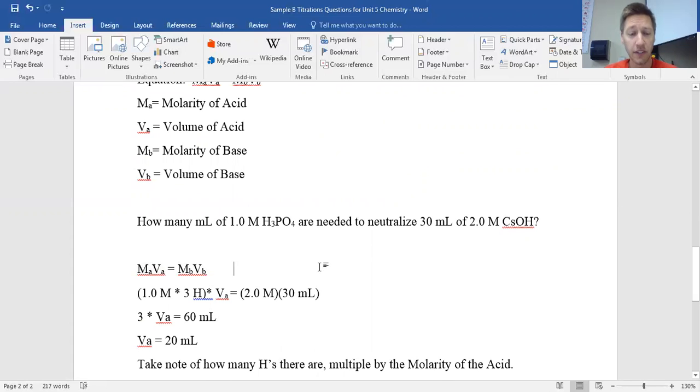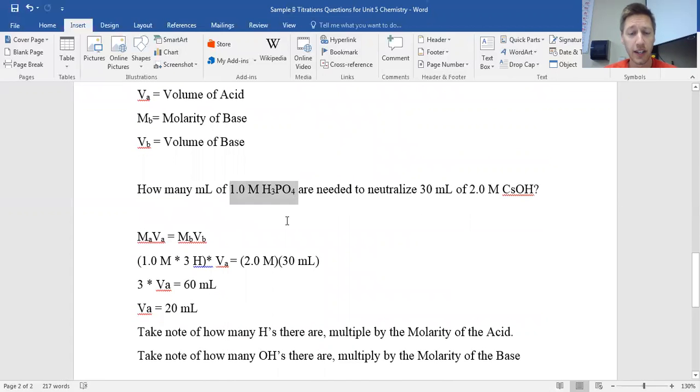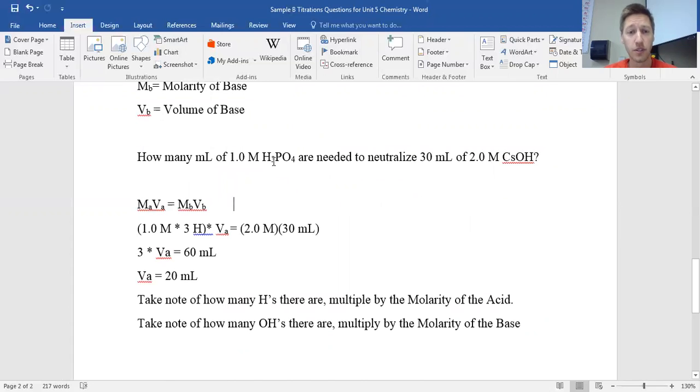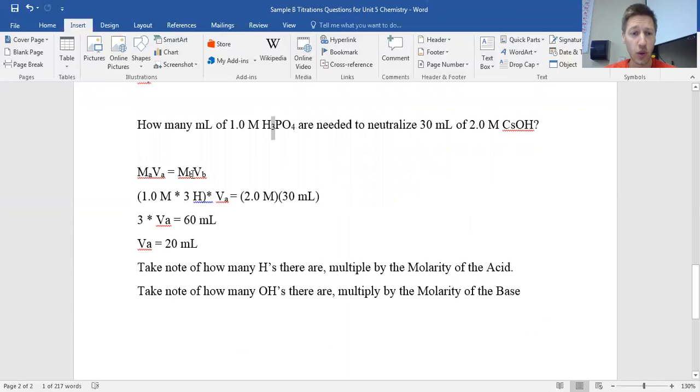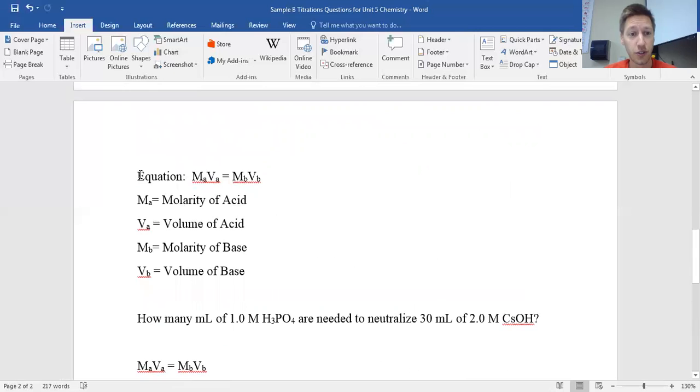Now, we will have to make some modifications. This 1 molar phosphoric acid solution is not just 1 molar when it comes to hydrogen, because it actually produces 3 hydrogens. So when we use this equation, we just take the concentration given to us and multiply by how many hydrogens it has. Since we have 3 hydrogens there, we take 1 times 3, and that actually acts like a 3 molar solution of hydrogen. This one only has 1 OH, so we leave it at that concentration. You'll see we get the same answer by taking 1 times 3 times some volume equals 2 times 30, which equals 60.